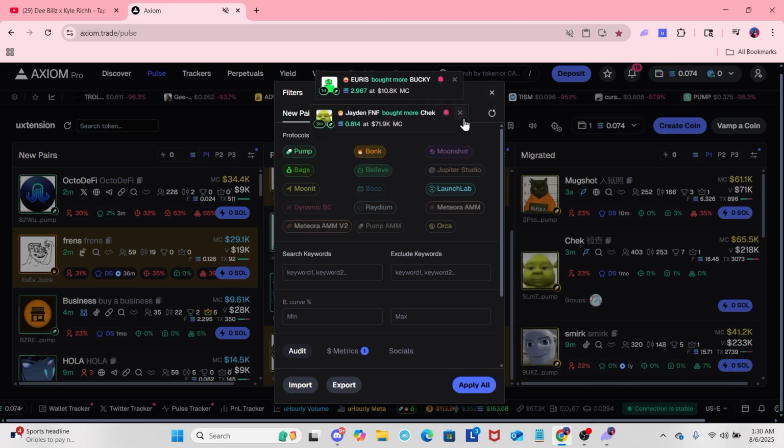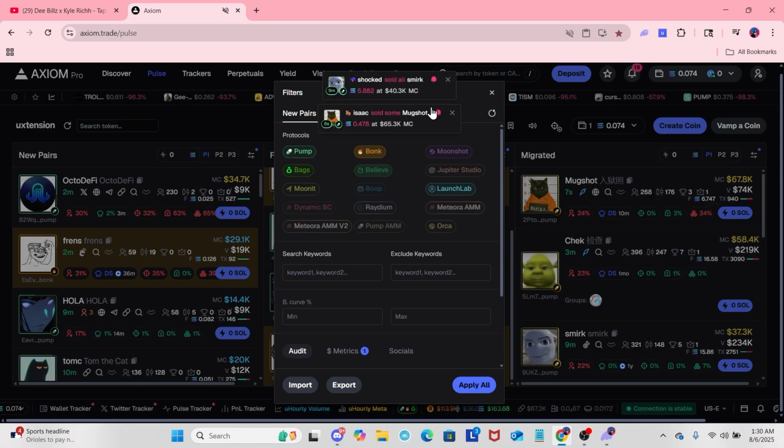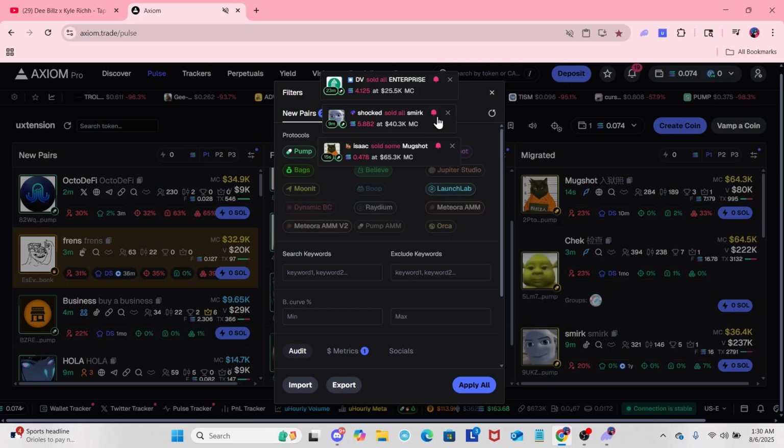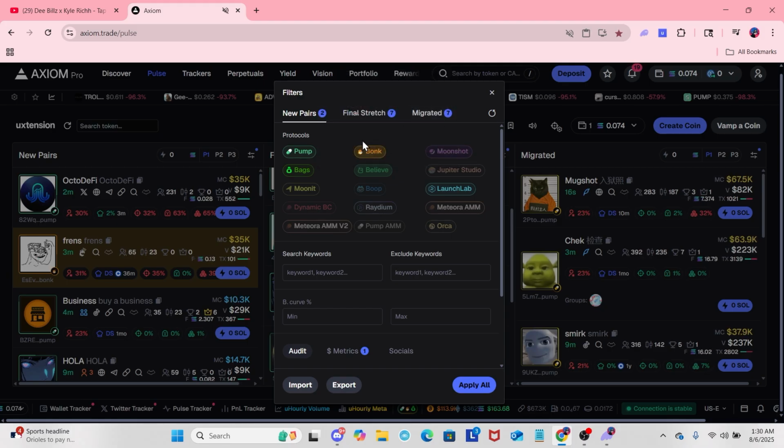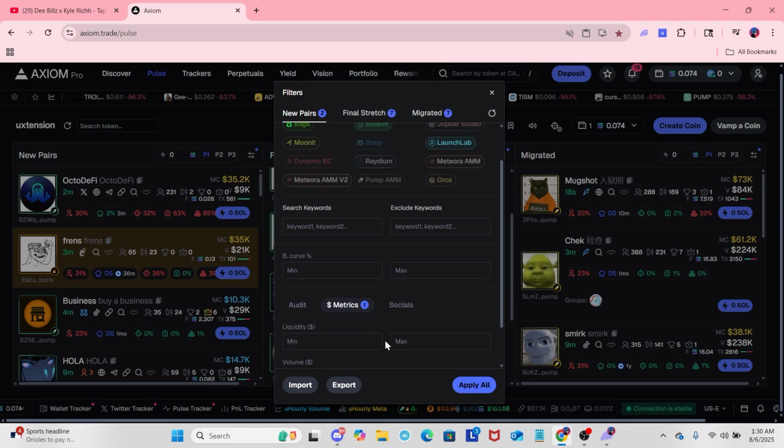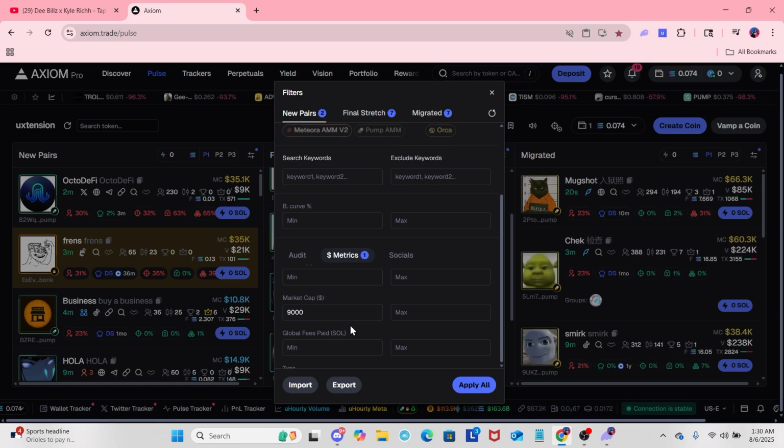And sometimes it changes, it varies. Sometimes in the future Moonshot's pumping or Raydium's pumping or something else is pumping, then you turn it on. But right now, honestly, Bonk is having the most volume. So as for market cap for new pairs, I just have 9,000.